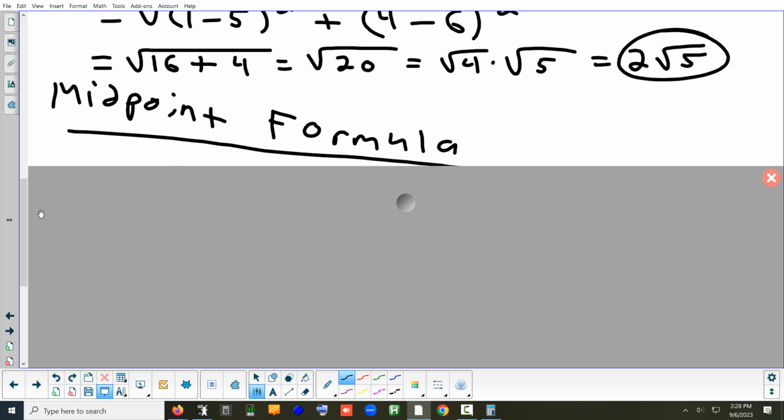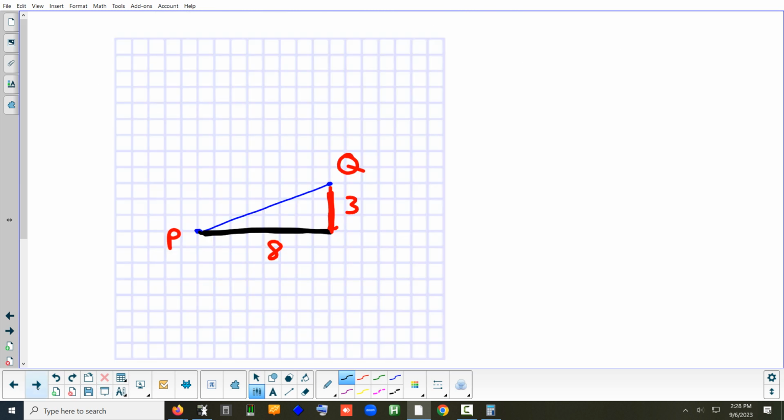So midpoint, a little bit different than distance. We're not finding out how far apart two things are. We're finding where the middle is. So if I go back to my diagram of my triangle, what's in the middle? Might be right about there, between P and Q.